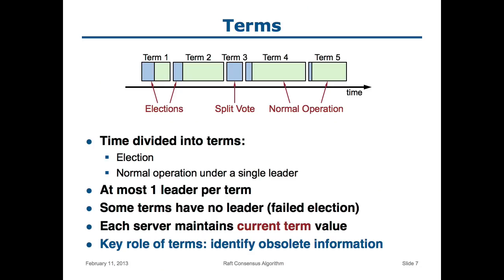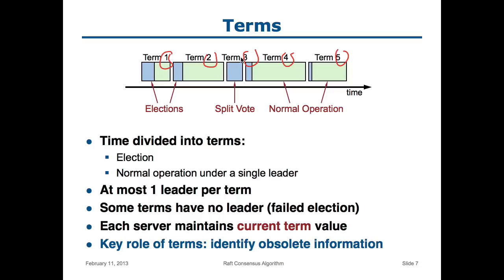Time is divided into terms. Each term has a number, and these numbers increment and are never reused. Each term has two parts. First, a term starts with an election. That is, this is a process that picks a leader for the term. And then if the election is successful, then the chosen leader will serve out for the rest of the term as the leader. As you'll see, Raft guarantees that only one server can be elected leader in a term.